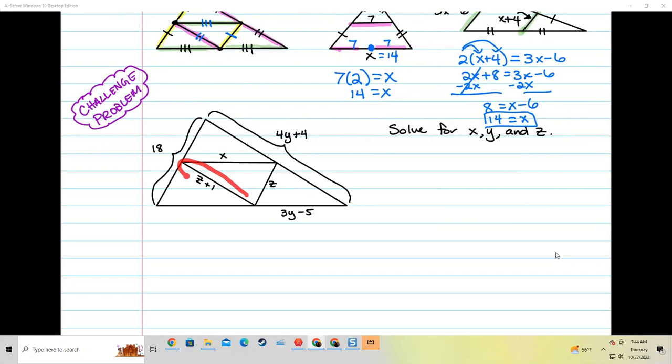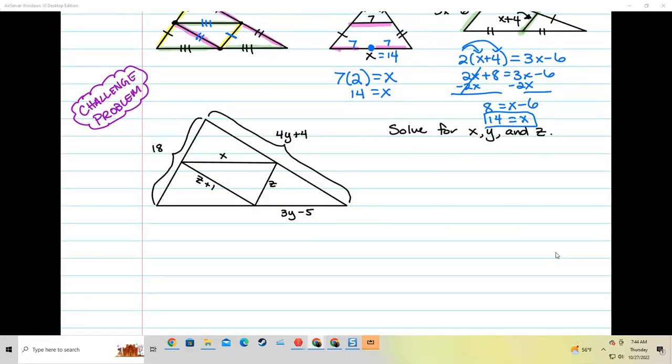If I start looking at these sides, like this and like this, on this one I have a z, and on this one I have a y, so there's too much stuff going on there for me to try to set up one equation with it. However, if I start looking at this side, I see that that's 18, and I look at this side, I see that that's a z. I should be able to work with that one first.